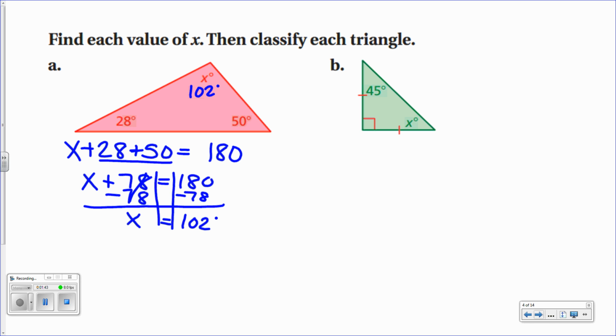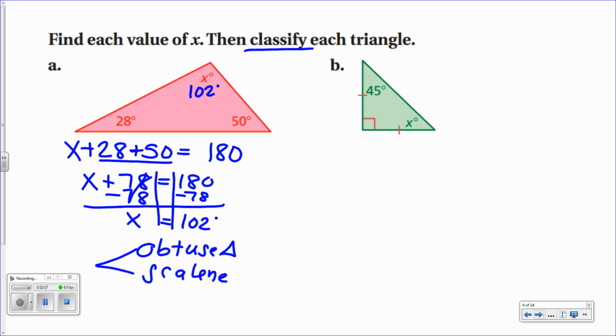Now it says to classify the triangle. Because one of the angles is bigger than 90, what would we call that? Good, it is an obtuse triangle. And because none of the sides are the same, we would call that scalene. You should always have two ways to identify your triangle. Go ahead and try the next one. Pause your computer, and when you're done, turn it on to check your solution.